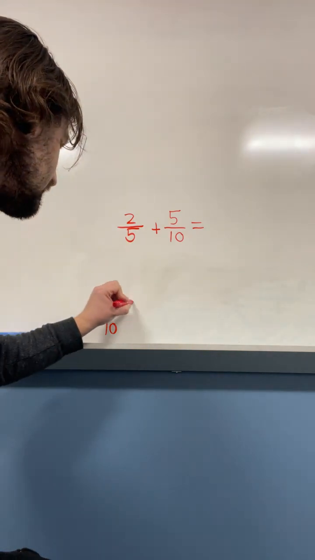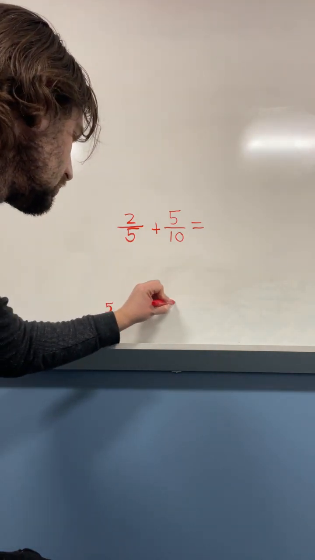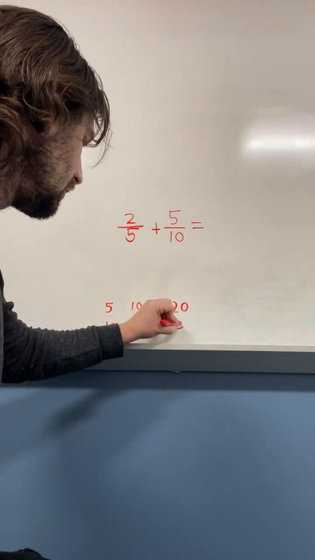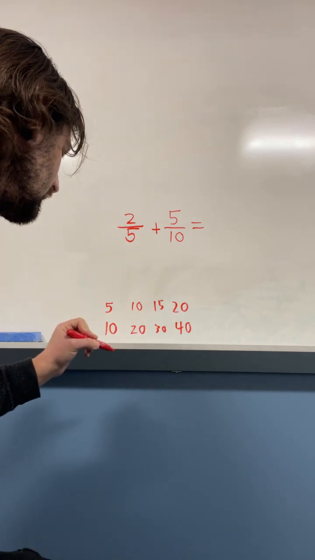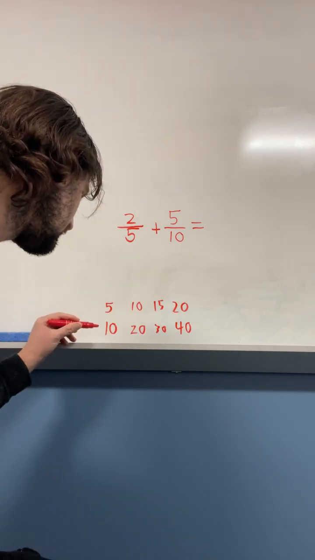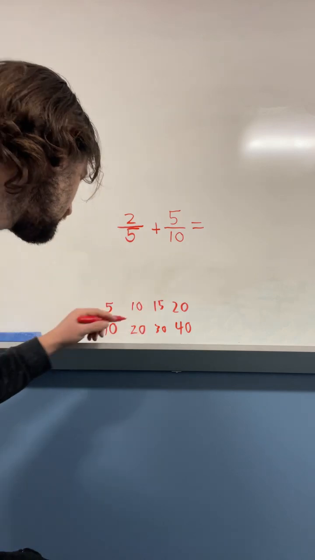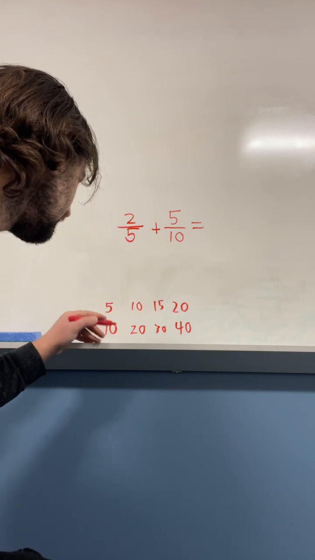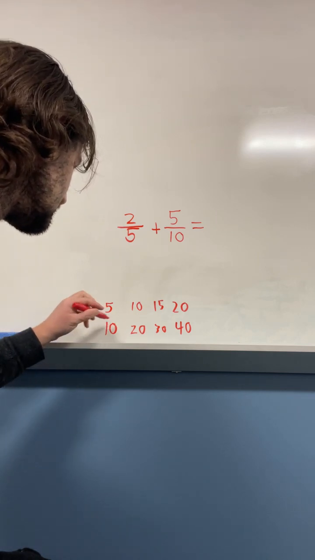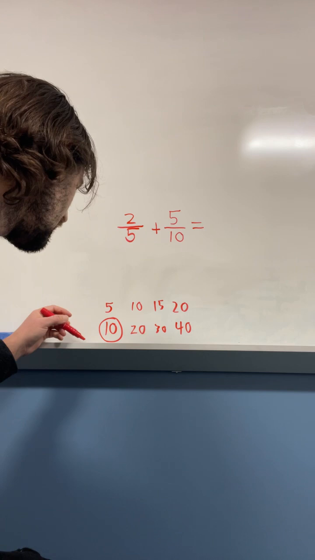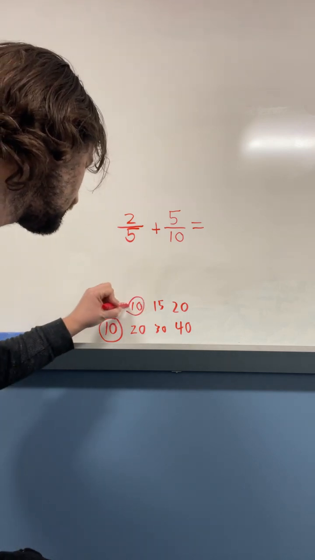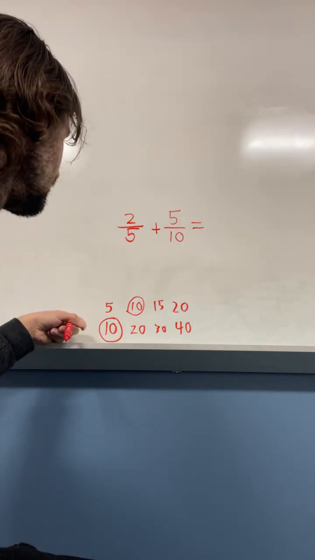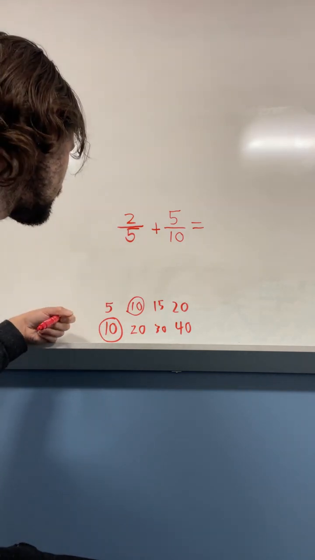So if I count by 5s: 5, 10, 15, 20. And by 10s: 10, 20, 30, 40. Okay, so we have a couple of common multiples here. 20 is a common multiple between 5 and 10, but the least common multiple between 5 and 10 is 10. 10 is a multiple of 10. 10 is also a multiple of 5. So we have a common multiple there.